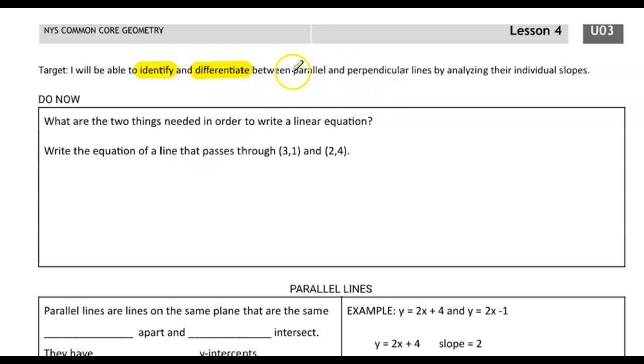We're going to be talking specifically about parallel and perpendicular lines. As you know, parallel lines are lines that intersect at 0 points, right? They never intersect. Perpendicular lines, they do intersect and form a right angle. And by analyzing their individual slopes, you definitely do have to remember how to find the slope between 2 points, and finding the slope from a linear equation is also important. Let's take a look at the do now, pause the video, try this out, and then come back to see if you got it right.